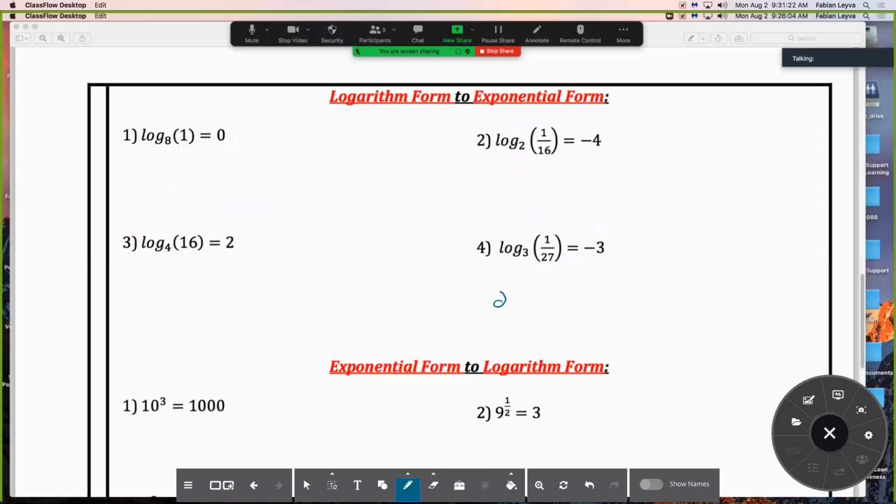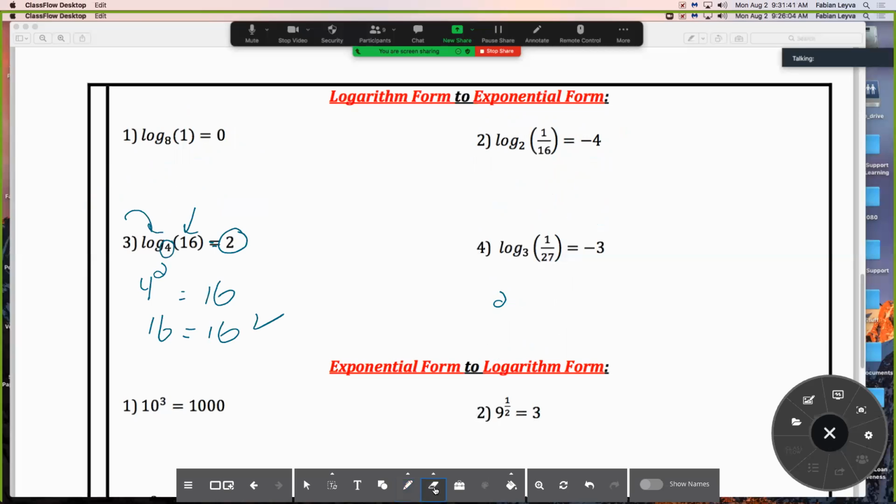Now, if I look at number 3, notice I have log base 4 of 16 is equal to 2. Remember, log is exponents. My base getting raised to whatever my log is equal to, in this situation 2, is equal to the inside, which is 16. 4 squared is just 16, and you'll notice that 16 equals 16, it checks out.